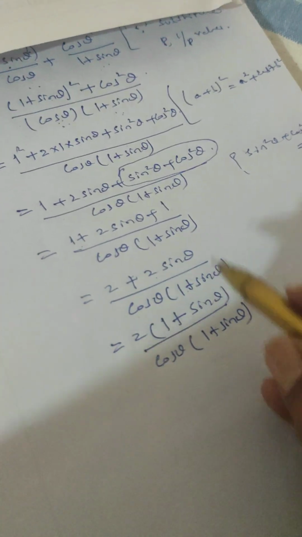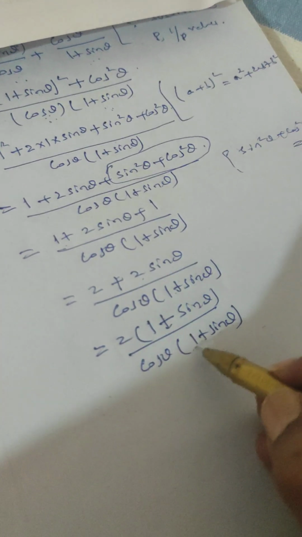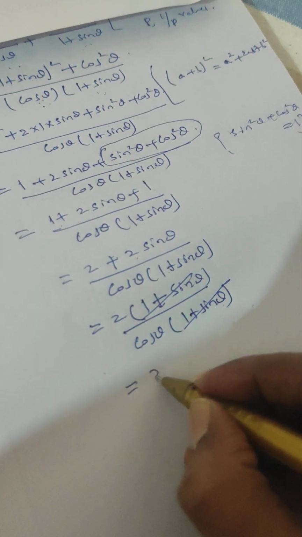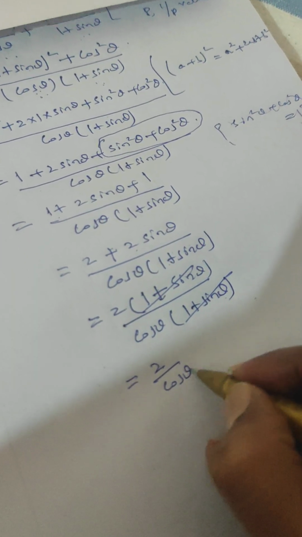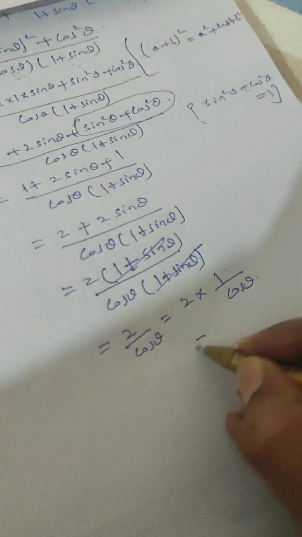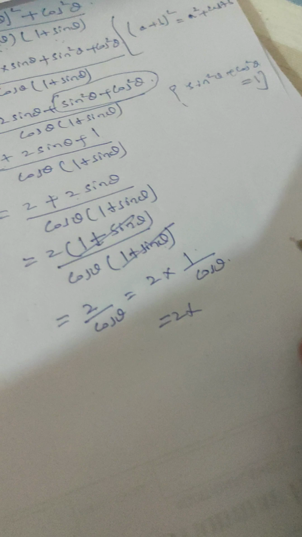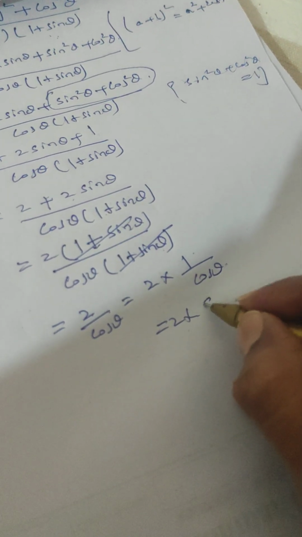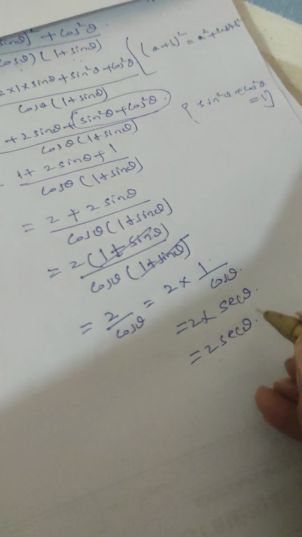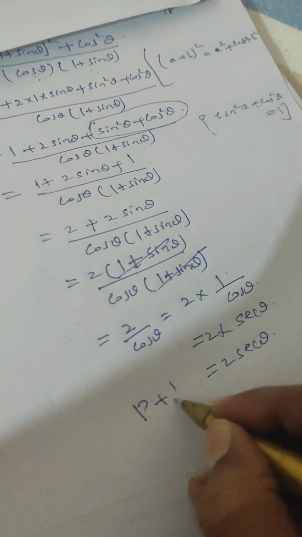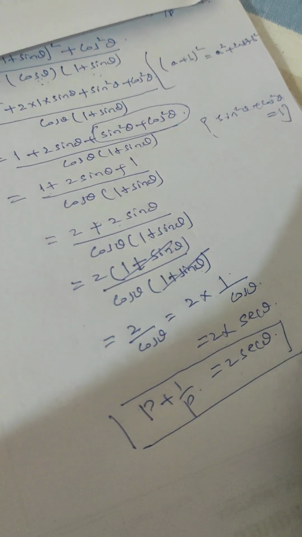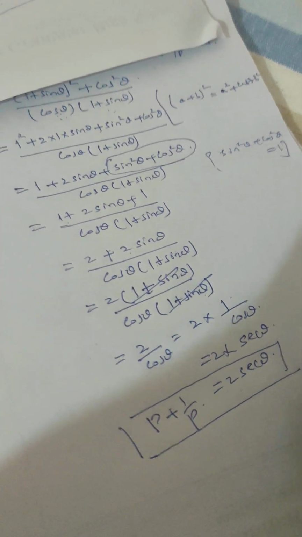In the numerator we have 1 plus sin theta, in the denominator we have 1 plus sin theta. Both get cancelled. Then you remain with 2 by cos theta, which can be written as 2 into 1 by cos theta. 1 by cos theta is the reciprocal, secant theta. So in place of 1 by cos theta I can write secant theta. So that equals 2 secant theta. This is the value of p plus 1 by p which we were asked to show. I have shown that p plus 1 by p is equal to 2 secant theta.